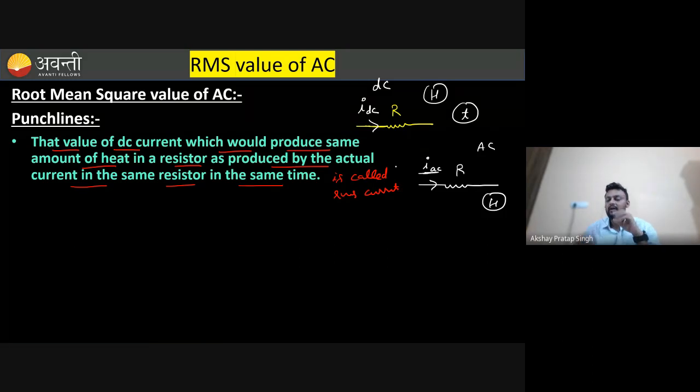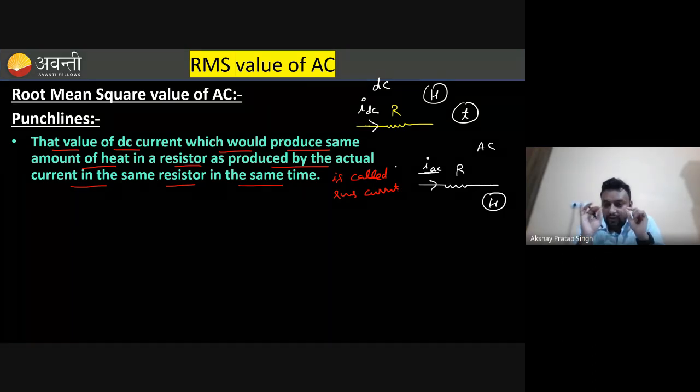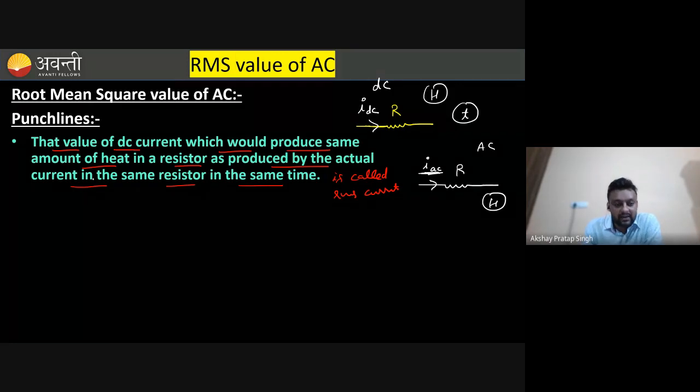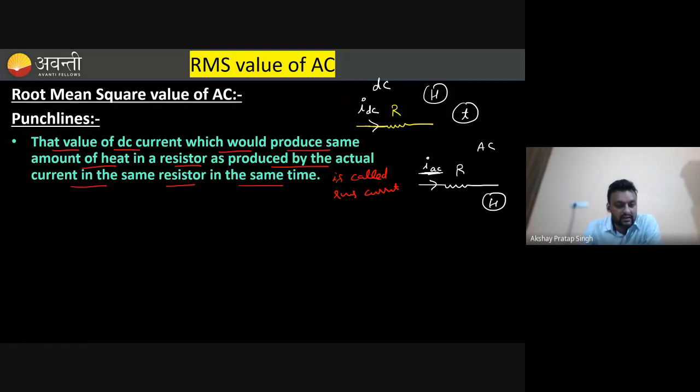Are you getting my point? This value of DC current is equivalent to the RMS value of this AC current. And this RMS value is also known as effective value. This RMS value is also called as effective value or sometimes virtual value.